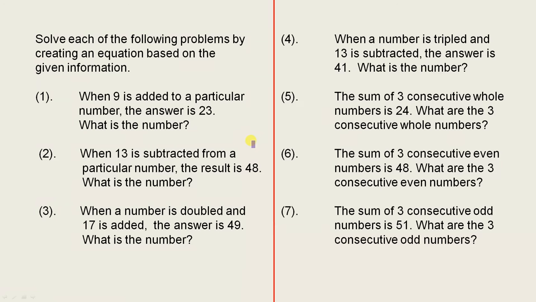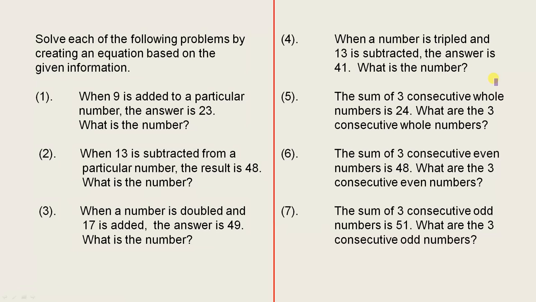Number 2, when 13 is subtracted from a particular number, the result is 48. What is the number? Number 3, when a number is doubled and 17 is added, the answer is 49. What is the number? You know what the word doubled means. Number 4, when a number is tripled and 13 is subtracted, the answer is 41. What is the number? You have to work out what we mean by tripled.